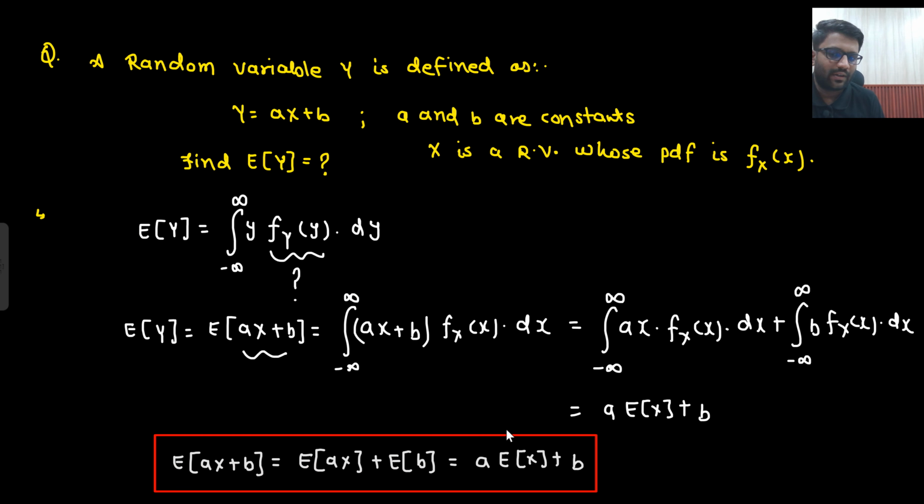This was the very important point, that here I was not able to calculate the expectation of y, but I know that y could be replaced as ax plus b. So if I put ax plus b here, then I would know that this is a function of x. So now I need to put the PDF of random variable x only. So I put the PDF of random variable x, I got this answer.